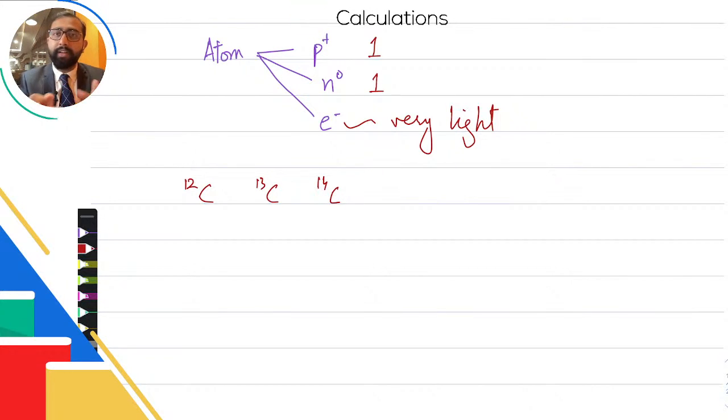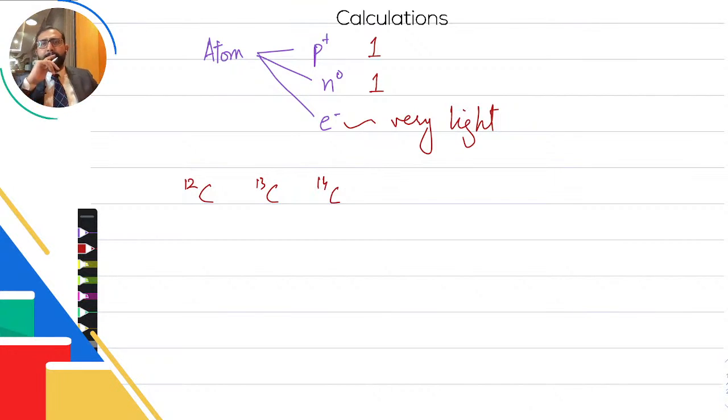But because they have different numbers of neutrons, that is why they have different masses. So one has 12, one has 13, one has 14. You can guess that one has 6 protons, 6 neutrons. The other also has 6 protons. It's carbon, right? So 6 protons again, but 6 protons with 7 neutrons, and then 6 protons and 8 neutrons. That's carbon 14, right? So that is how their masses are.